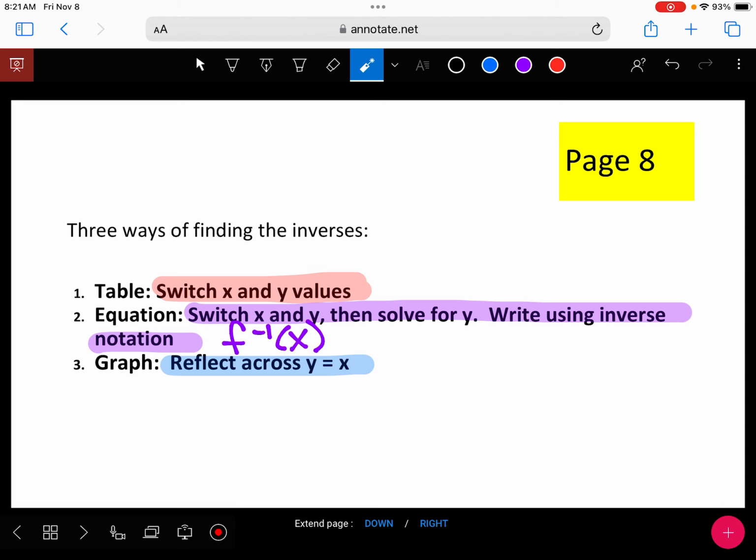If it's an equation, you switch x and y, and then we have to solve it for y. We're going to practice that on Monday. And then that's when we use our inverse notation. If it's a graph, we reflect it across the line y equals x.